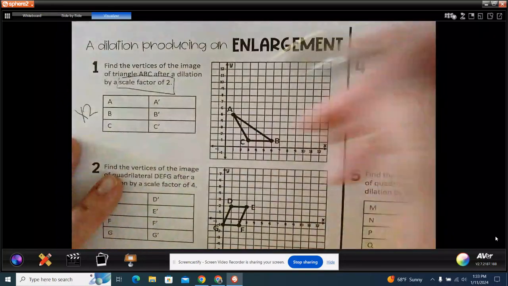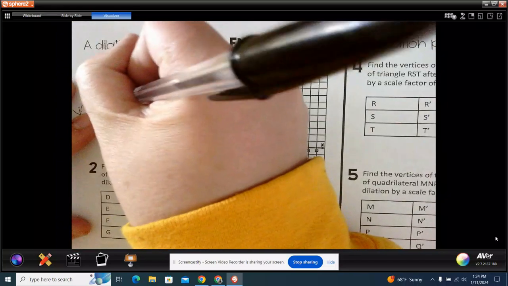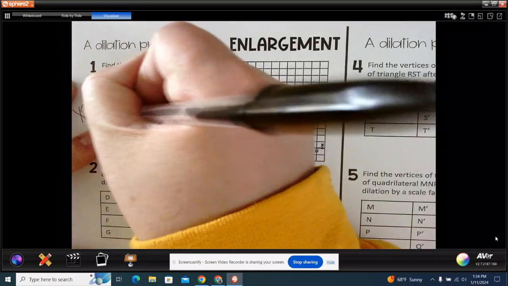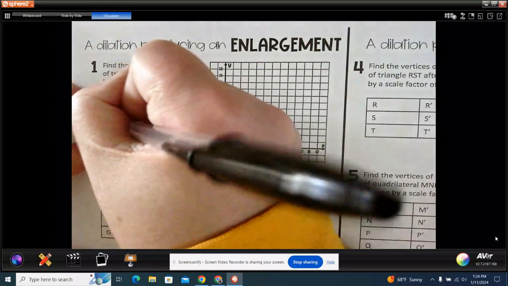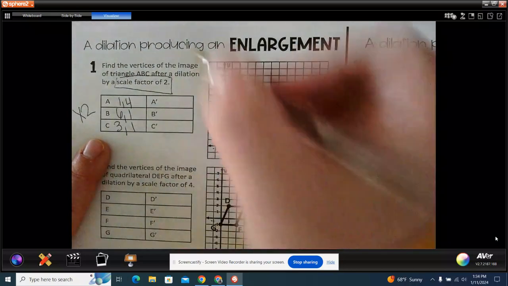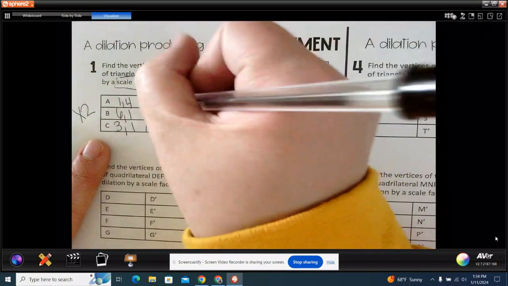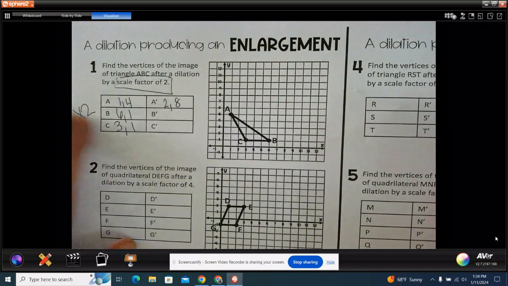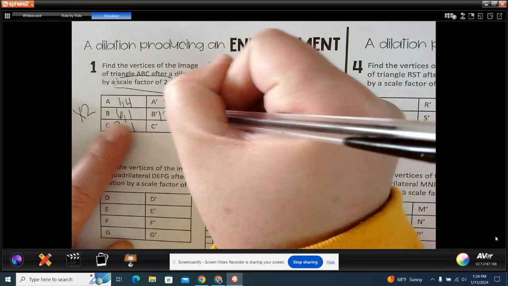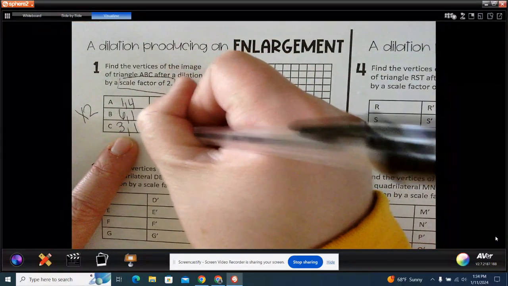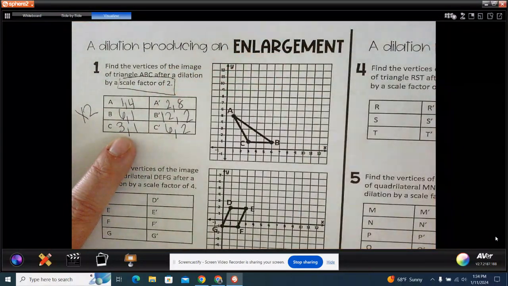So we're going to find our points. A is at 1, 4. B is at 6, 1, and C is at 3, 1. And then we're going to multiply each dimension by 2. So 2 times 1 is 2, 4 times 2 is 8. 6 times 2 is 12, 1 times 2 is 2, 3 times 2 is 6, 1 times 2 is 2.